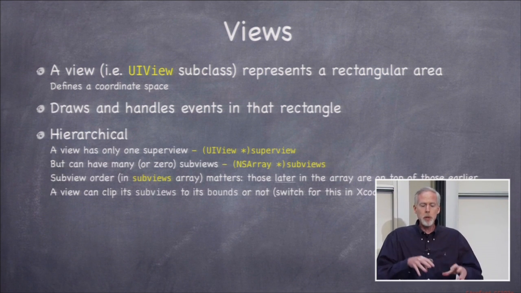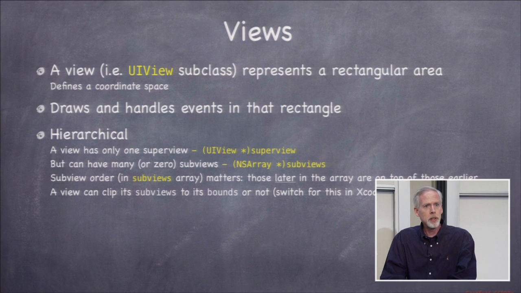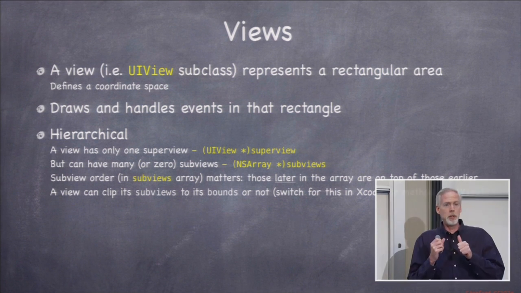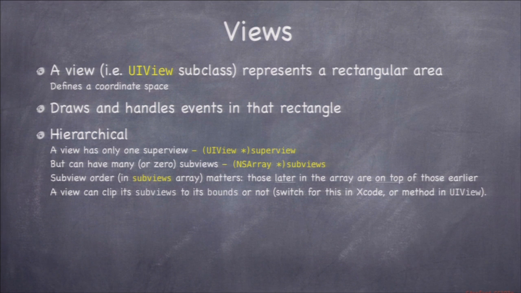It's hierarchical. All right, so you can have views inside views inside views. Every view only has one superview, but a given view could have many subviews, and those subviews are just rectangles. They can overlap, whatever. They're not required to somehow be tiled or separate. They're completely free form subviews of a given view. And you can have any number of subviews you want for a given view.